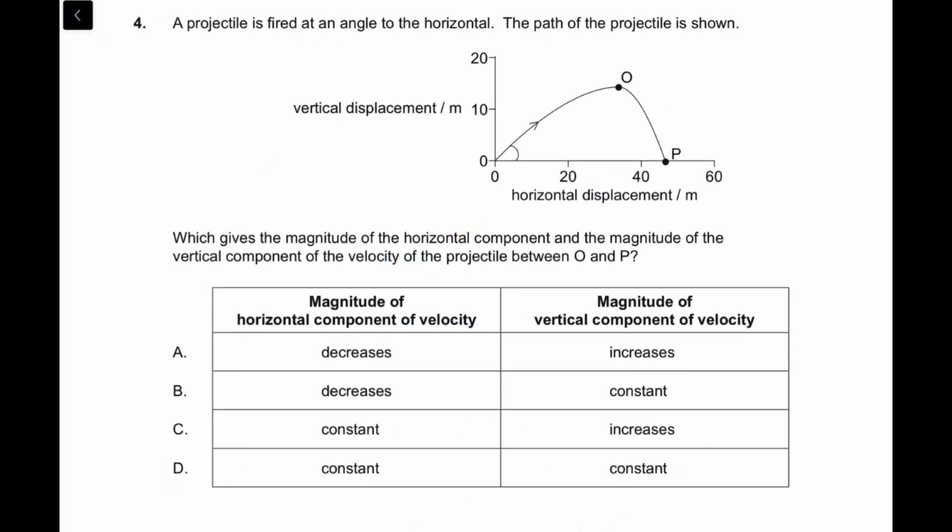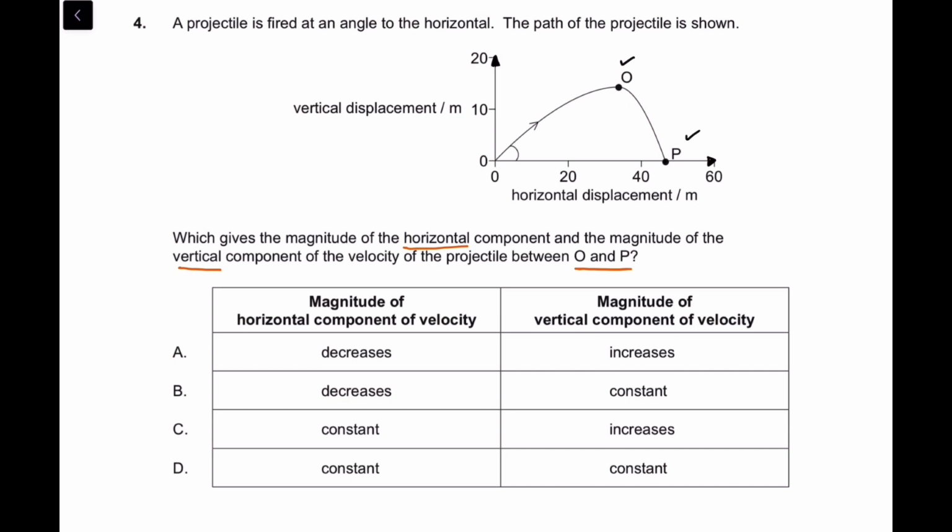So proceeding on to the next question, we have a projectile fired at an angle to the horizontal, right? And the path of the projectile is shown, right? So that means on the y-axis, we have the vertical displacement of the projectile, and on the x-axis, we have the horizontal displacement of the projectile, right? So in the question, it states that which gives the magnitude of the horizontal component and the magnitude of the vertical component. So underline this, right? Magnitude of the horizontal component and the magnitude of the vertical component of the velocity of the projectile between the points O and P. So whatever we are talking about is between these 2 points, right? Point O and point P, right?